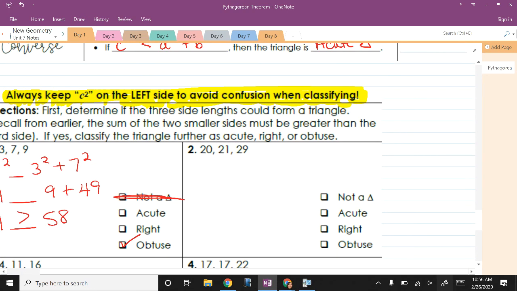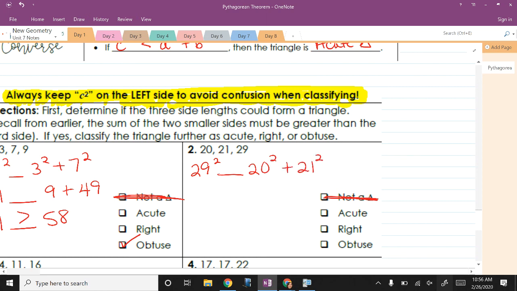Okay, so number 2. First, I'm going to see if it's even a triangle. Add the two smaller sides. Now, they might always be in order like this, smallest to biggest, but they might not always be in order, so you're going to have to check. Is 20 plus 21 greater than 29? Yes, so this does make a triangle. So how do we check? Which one's the longest side? I'm going to check to see how 29 squared compares to 20 squared plus 21 squared.